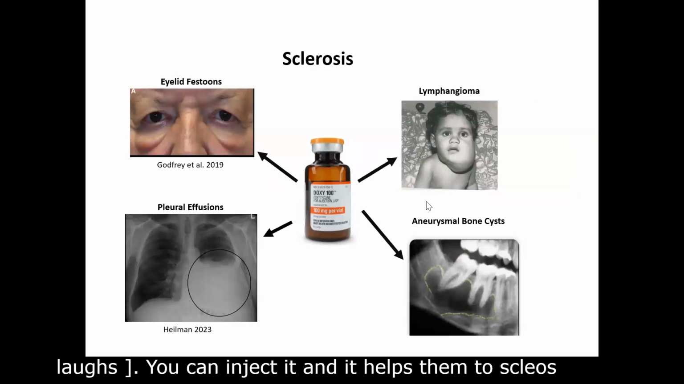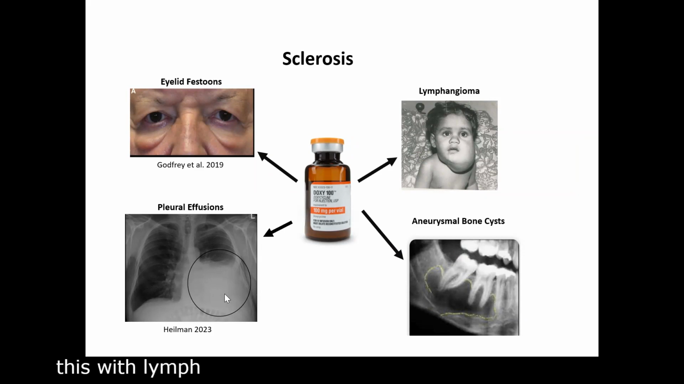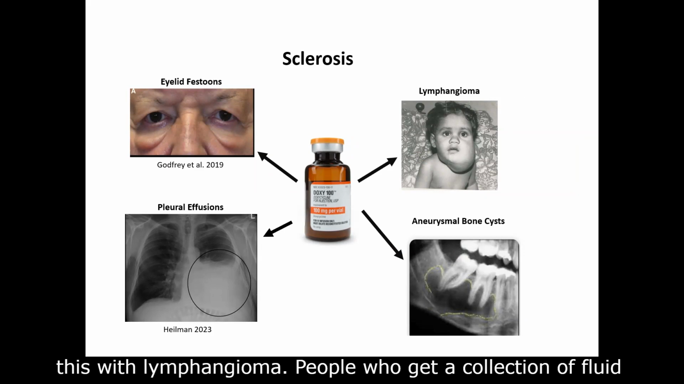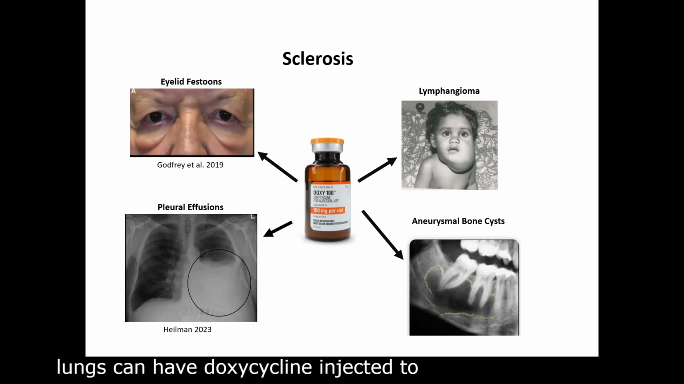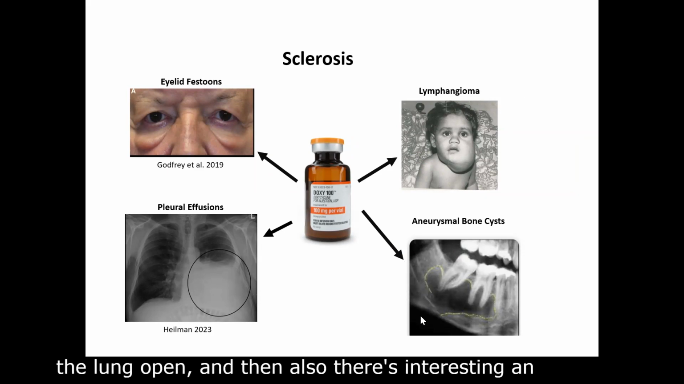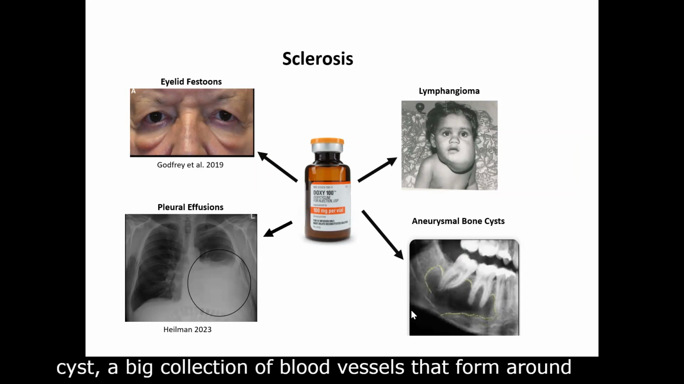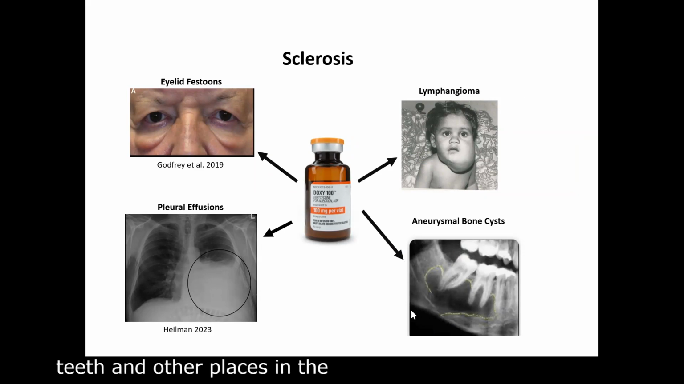You've seen a lymphangioma. People who get pleural effusions, who get a collection of fluid in their lung, also sometimes can have doxycycline injected to cause a scarring to help keep the lung open. And then also there's interesting aneurysmal bone cyst, which is a big collection of blood vessels that form around the roots of teeth and other places in the body, can also be treated with sclerosis from doxycycline.